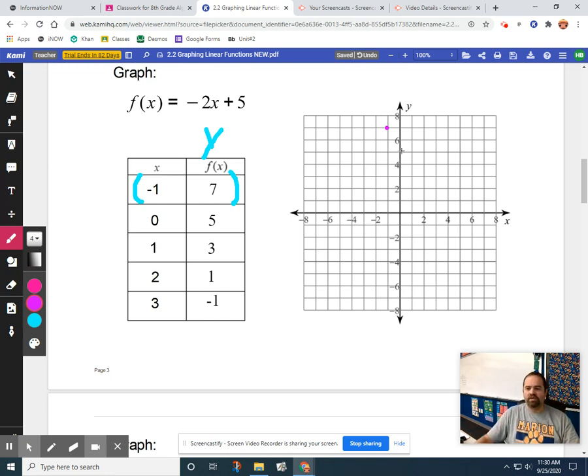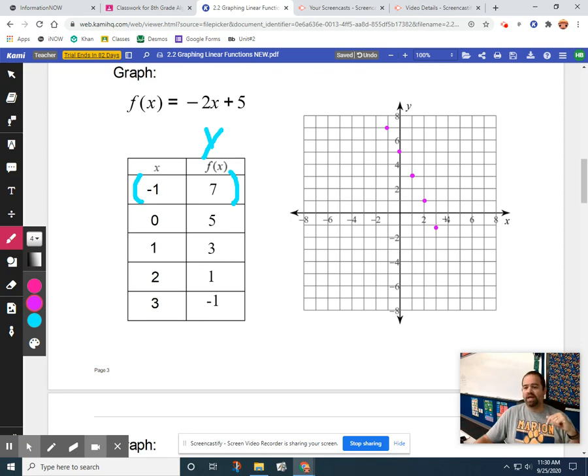(0, 5) here, (1, 3) there. It's literally point and click, guys. (3, -1). Okay, so I've got all of my points plotted, and if you notice, they line up nice and neat. This is kind of an easy way to self-check yourself. If you graph one of these points and it doesn't line up with the rest of them, either you graphed it wrong or maybe you made a mistake in your calculations. So go back and check those.